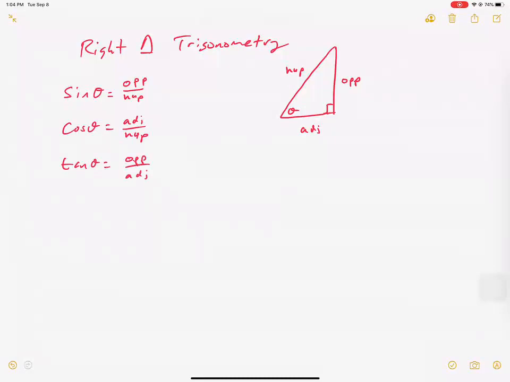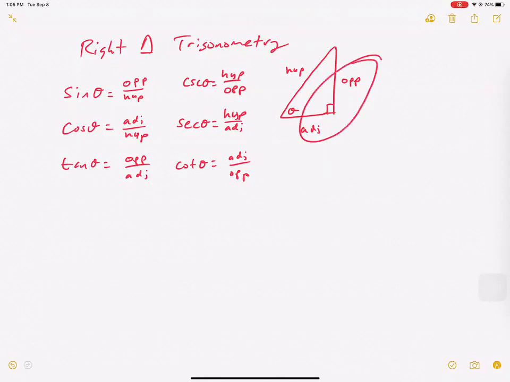Then we could flip those over and talk about the reciprocals: cosecant of theta is hypotenuse over opposite, secant of theta is hypotenuse over adjacent, and cotangent of theta is adjacent over opposite. So you could dice roll this, pick any two sides, and we will have a ratio for those two sides: sine, cosine, tangent, or cosecant, secant, cotangent.